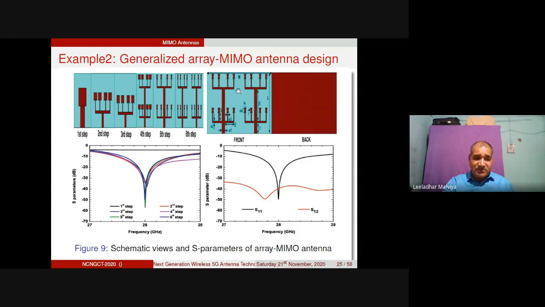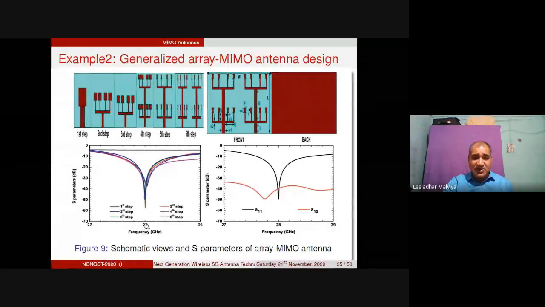So if you look at step 1, step 2, step 3, 4, 5, 6, you can find here that up to step 5, you have the single port. In step 6, this is the MIMO, right? So the array cum MIMO structure is here. And if you look at the return loss or the S parameter, you can find they are all resonating at the same frequency, around 28 gigahertz, right? So this was the beauty of this design, the generalized structure we form here, right?